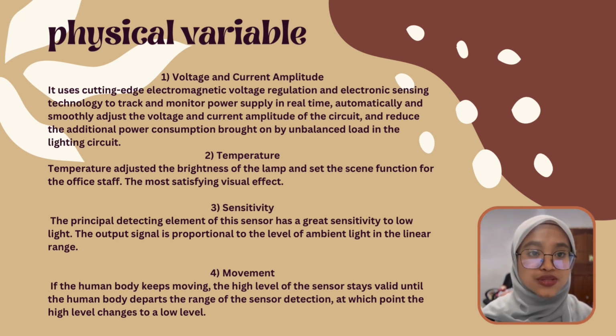Movement is also used in this system. When a human body moves into the range of the sensor, the system output is a high level. However, if the human body keeps moving, the high level of the sensor stays valid until the human body departs the range of the sensor detection, at which point the high level changes to a low level.